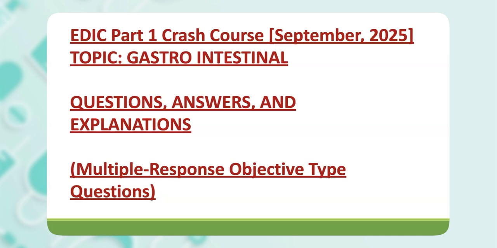So the thing is that you will get 80% of questions from these three areas, and the remaining 20% you will get from chronic liver failure, CLD, and in CLD there are two important areas. One is spontaneous bacterial peritonitis, and you will get hepatorenal syndrome. Hepatorenal syndrome is a very common and very popular area for the EDIC 1 exam. You will get questions from hepatorenal syndrome.